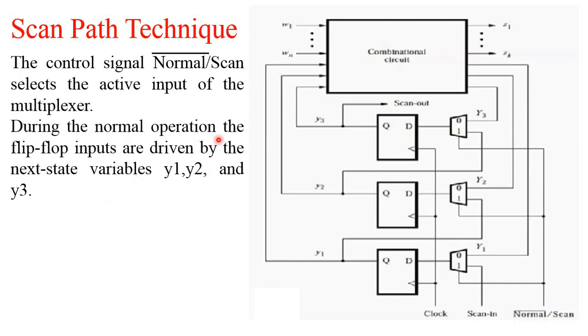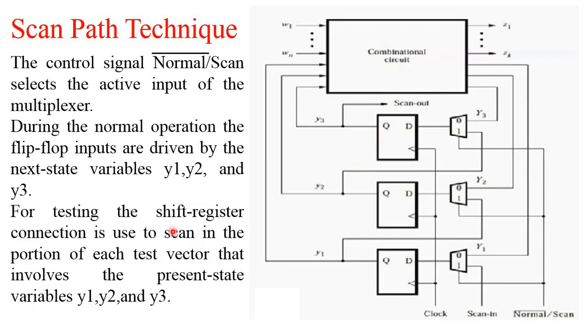During normal operation, the flip-flop inputs are given by the next state variables. This is the present state variable and this is the next state variable. During normal operation, that means when it is not testing, the flip-flop inputs are driven by the next state, which means y1, y2 and y3. So this is during normal operation.